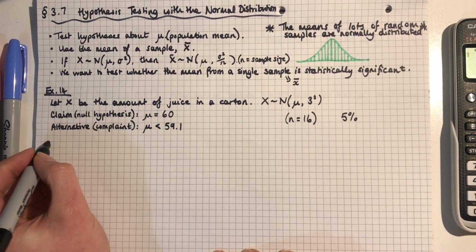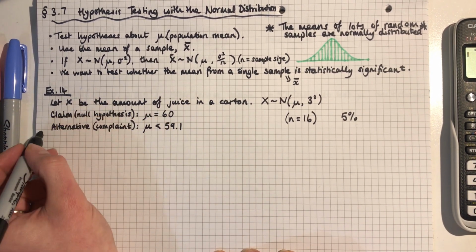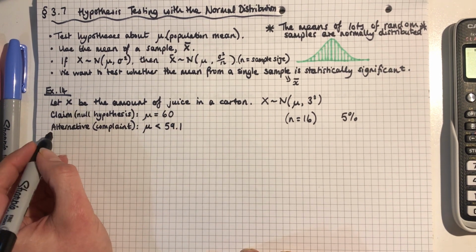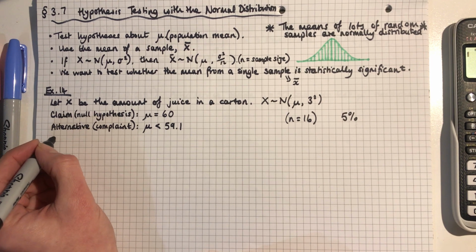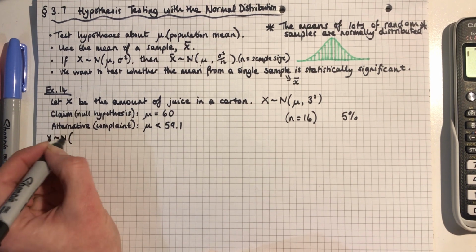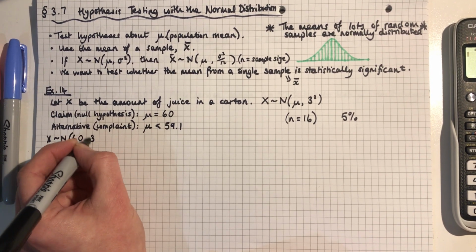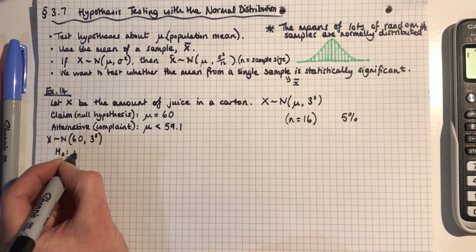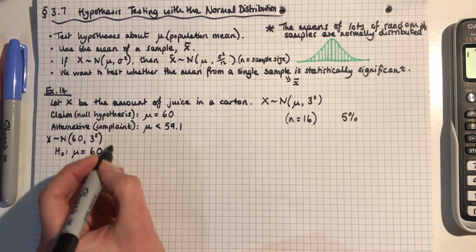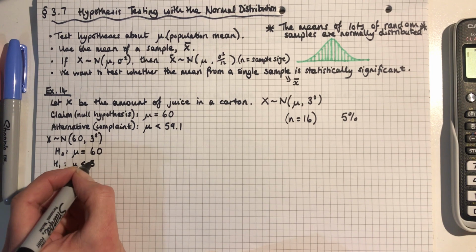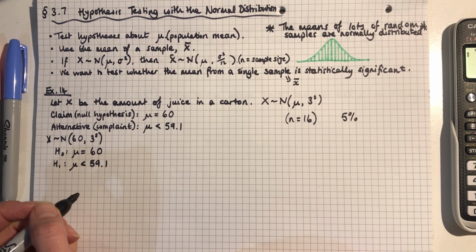So here we go. We're going to state it all properly. I've written this first of all just to help you, but let's state it very clearly now. We're going to let X be the amount of juice in a carton. X is normally distributed with a mean of 60 and a variance of 3 squared. The null hypothesis is that the mean is 60. So remember, stick with your initial assumption. The alternative hypothesis is that it's less than that, and that's what we want to find out.